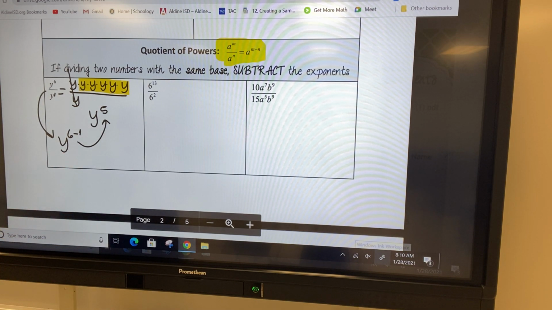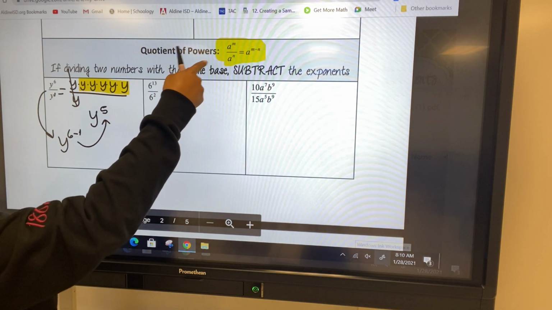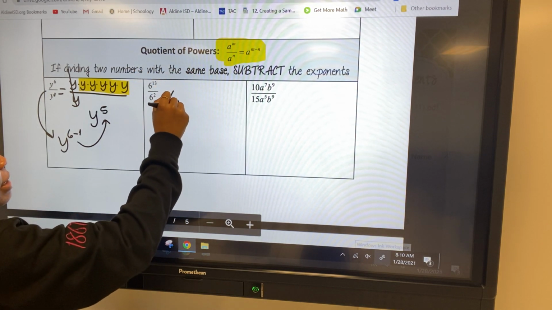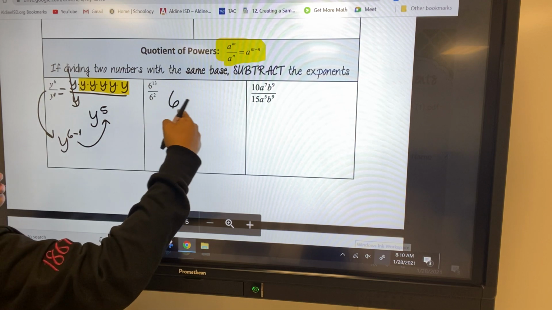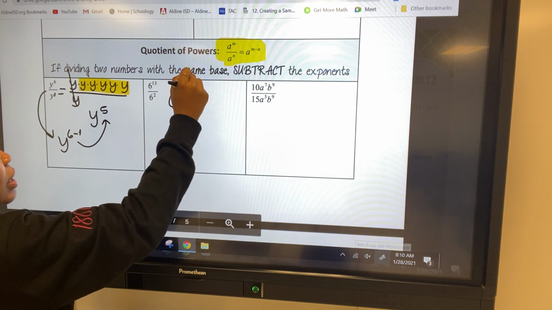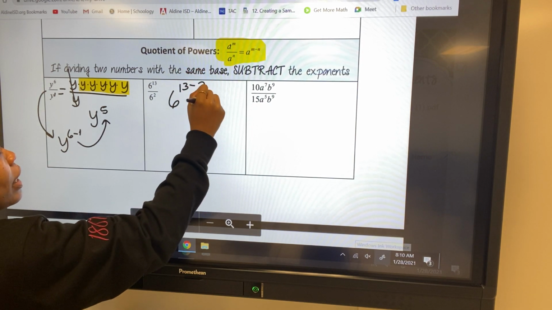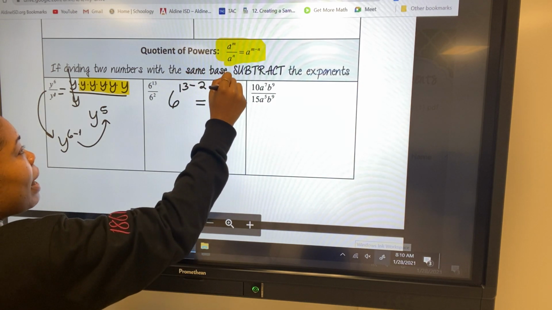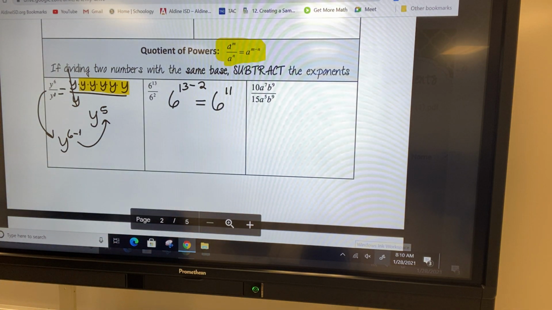Now this is why this is handy, because this is 6 to the power of 13. Now I could draw out 13 sixes, but again, no one wants to do that. We really don't have time for that. So what I'm going to do here is use the rule. The rule says to keep the base, so our base is 6, and then we're going to subtract, and you subtract the numerator minus the denominator. So this is 13 minus 2, and so the answer here would be 6 to the power of 11. All right, pretty simple.